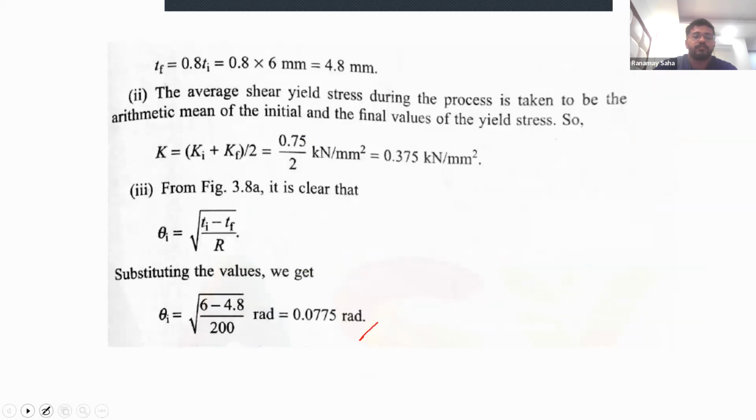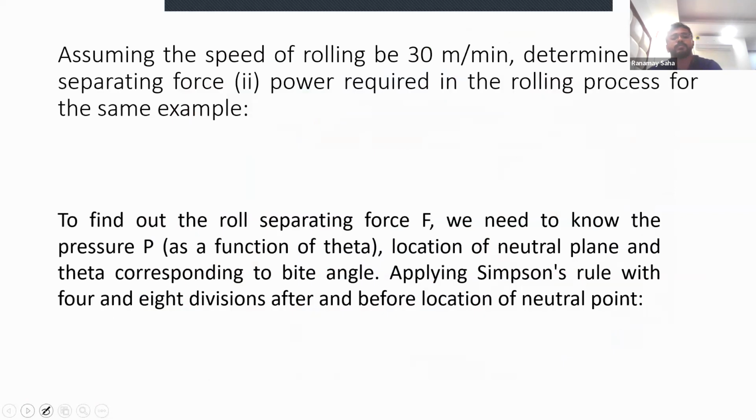So we can further proceed with this type of problems to find out your roll separating force and power required in the rolling process. So you know how to find out your roll separating force. You have to integrate the net force before the neutral point and after the neutral point. Okay. Now, once you have found out the neutral point, let's find out the roll separating force by using a numerical integration method. Actually, you all must be knowing about Simpson's rule of integration. Okay, numerical integration.